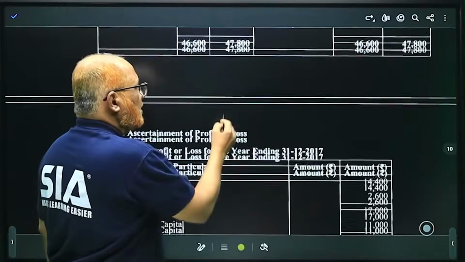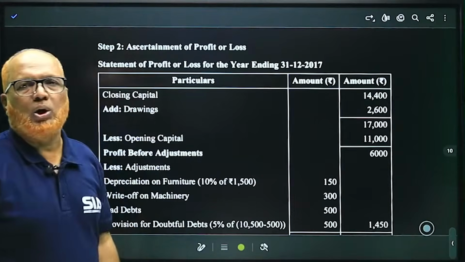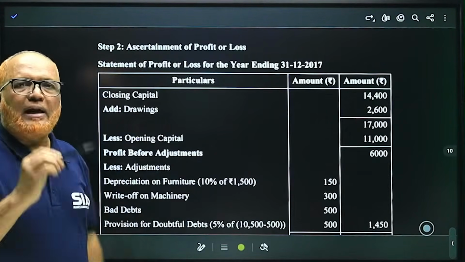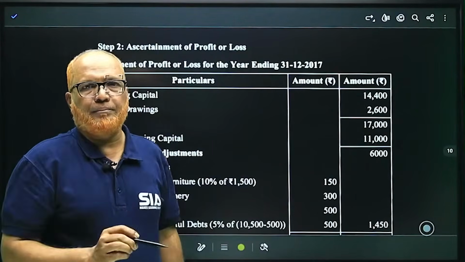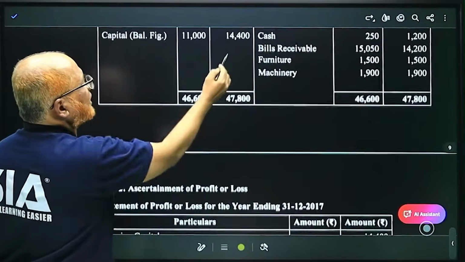Now I'm coming to the point where we have to ascertain the profit or loss. How to calculate profit or loss? Take the capital at the end of the year. The end of the year capital, we have just calculated here. This is 14,400.